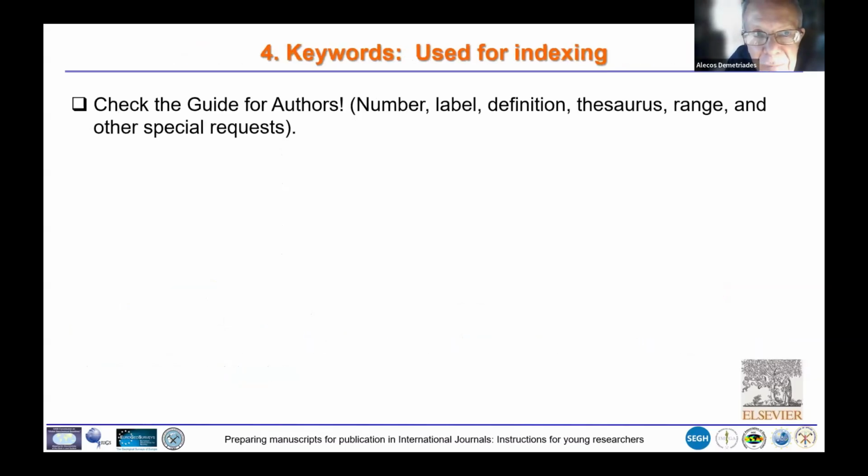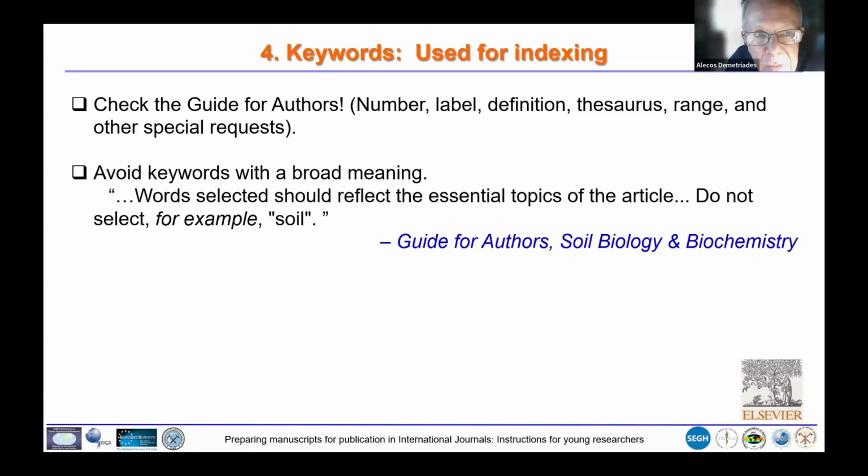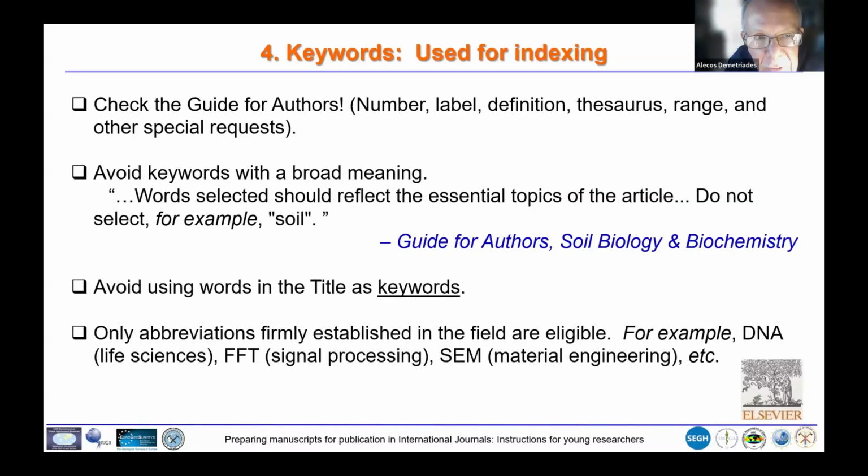Keywords are used for indexing. Check the guide for authors: number, label, definition, thesaurus, range, and other special requests. Avoid keywords with a broad meaning. Words selected should reflect the essential topic of the article. Do not select, for example, soil. Avoid using the words in the title as keywords, as I said previously. Only abbreviations firmly established in the field are eligible in the abstract.